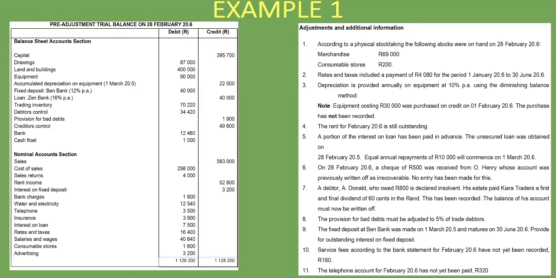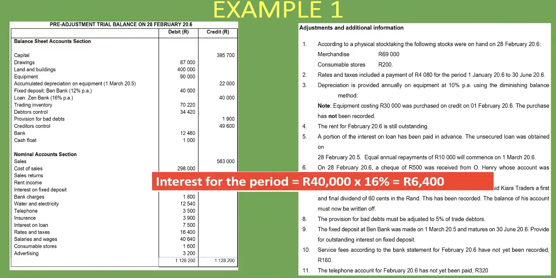That means we know that the interest on loan for the full year is the loan itself times the percentage of the loan. So if we go back here, you can see the balance sheet section, loan Zen Bank 16% per annum, and it's 40,000 Rand. So if we take the 40,000 Rand times 16%, we will know how much it's supposed to be for the full year. So for the full year, it's supposed to be 6,400 Rand. That is how much it's supposed to be. Okay, I hope you're following along. You take the 40,000 Rand times the 16%, because we know we've had the loan for the full year because we're given the dates here, and it gives us 6,400 Rand.